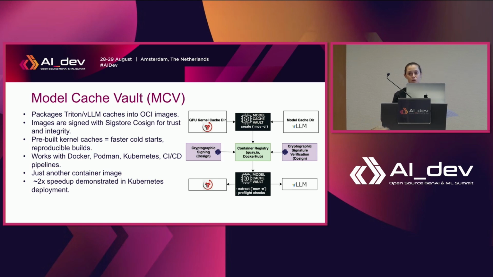Obviously, that's the default mode. You can override that if you don't want to do pre-flight checks. But essentially, it'll prepare that cache directory for either VLLM or Triton. It's compatible with Docker and Podman. It works in Kubernetes environments because it's just another container image. That's just how things work.